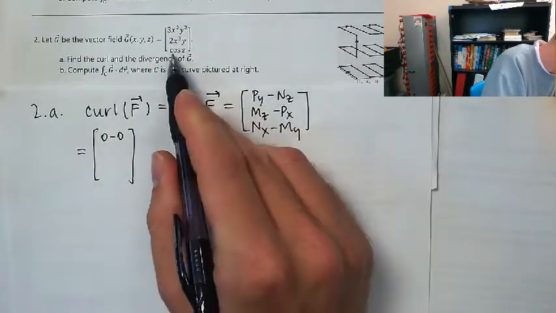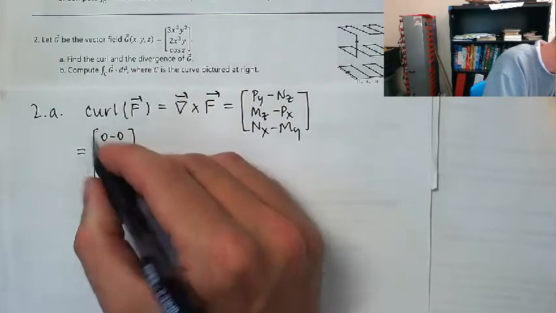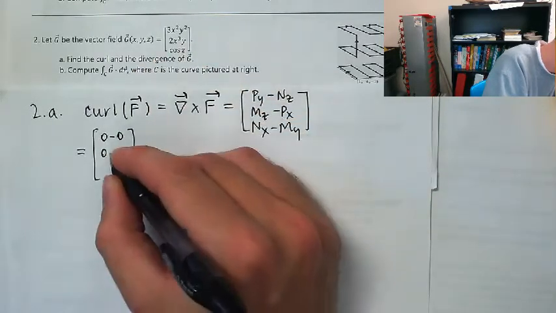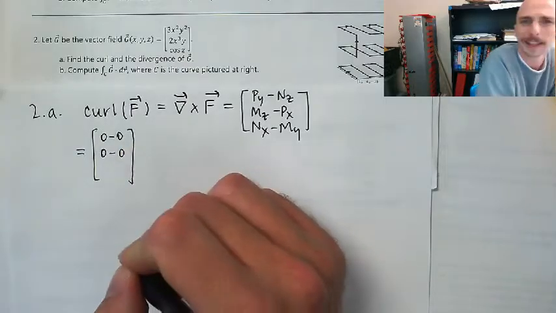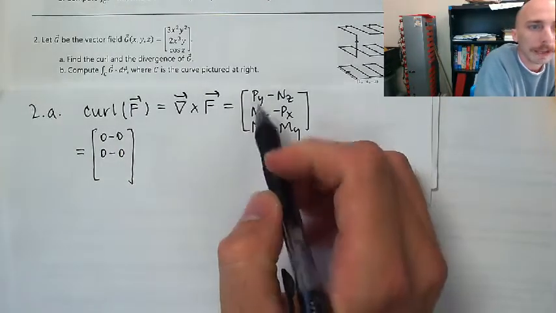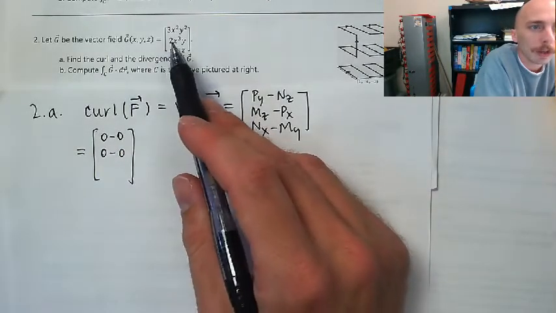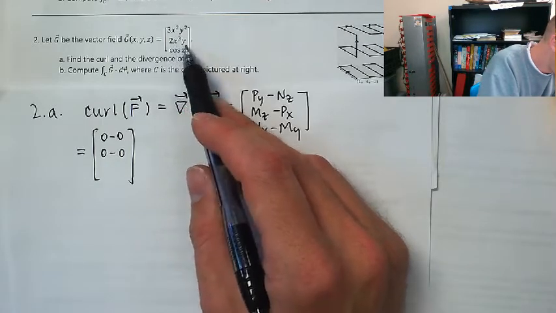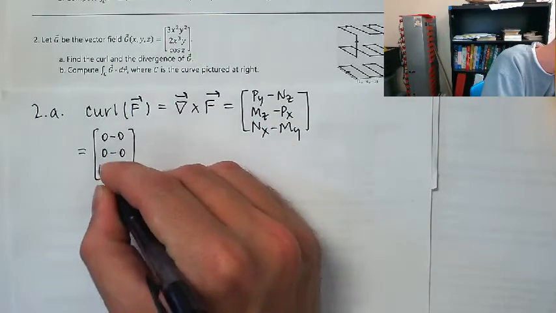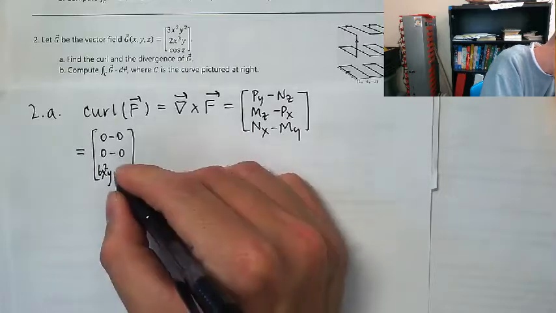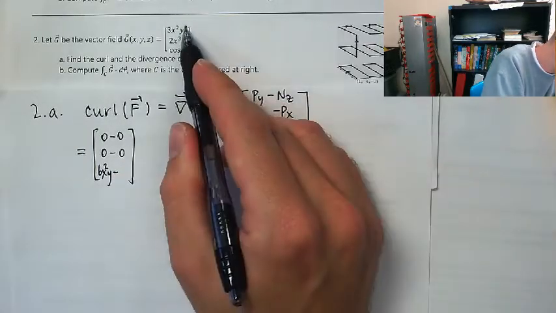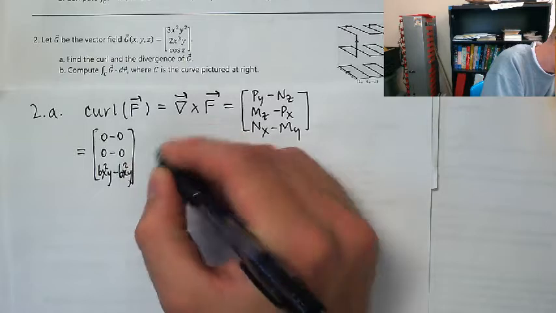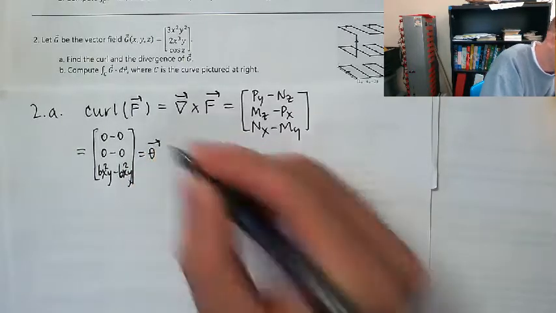Okay, Mz, no z's up in this first component. Px, that's the third component, no x is there. Okay, so I think I'm seeing a pattern emerge. And then Nx is going to be, with respect to x, 6x^2 y to the first. And My is going to be 6x^2 y to the first. Okay, and so this is the zero vector.